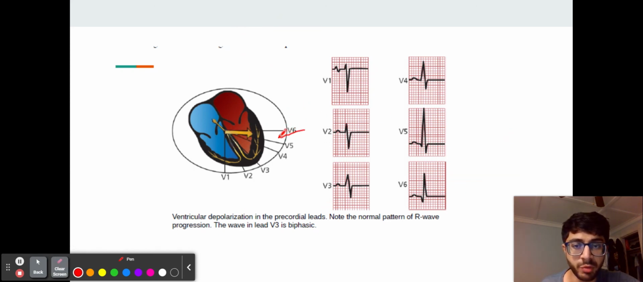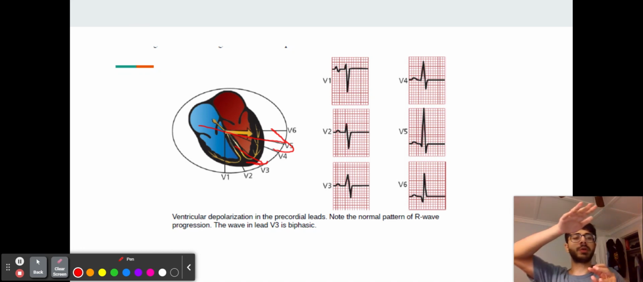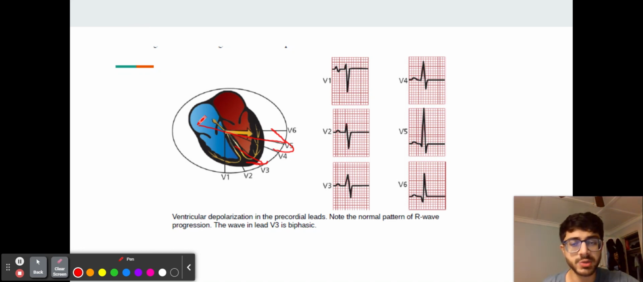And similarly, V5 will be kind of similar to V6. V4 will be a little less similar. But as you can see, as we're going from V6 to V5 to V4 to V3, now let's look at what's happening in V3. Remember we said that when your lead is perpendicular to the direction of flow of current, you will have a biphasic wave. It doesn't look like it in this picture, but V3 is kind of perpendicular to the mean electrical current in this case. So if you notice, V3 will have a biphasic QRS.